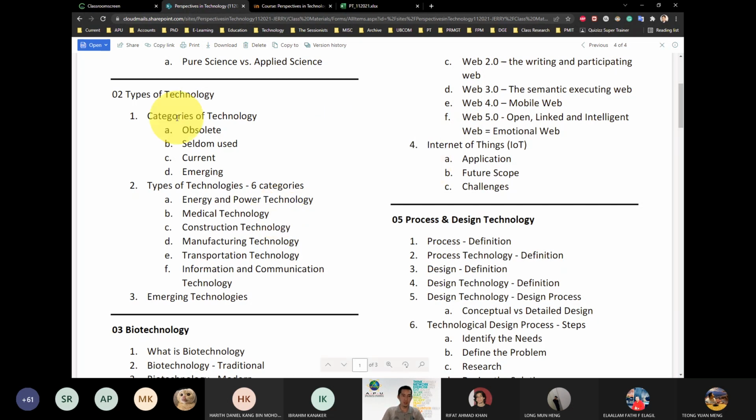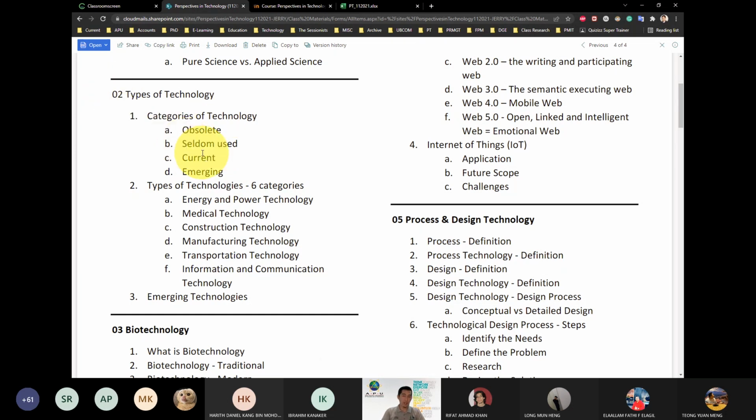One talks about the categories of technology. That's a term, that's a particular term that we use. And the second one is types of technology. And we go into 6 types of technology overall. Yeah. So this is, as an introduction, this was being discussed about some technologies that has been obsolete, some which are not used anymore.